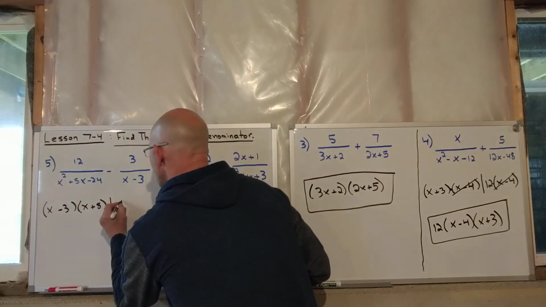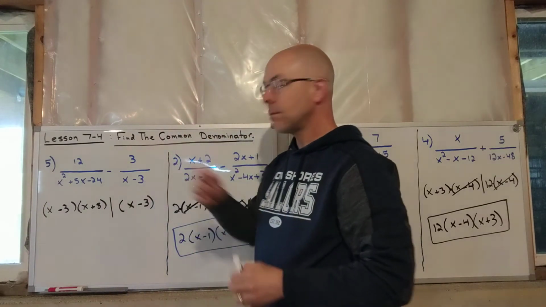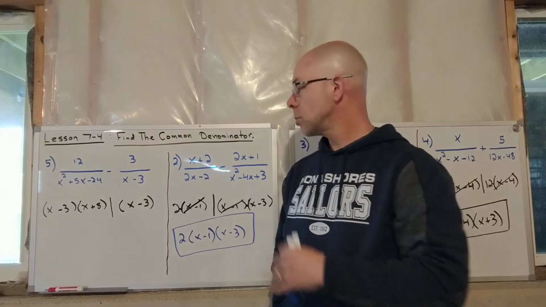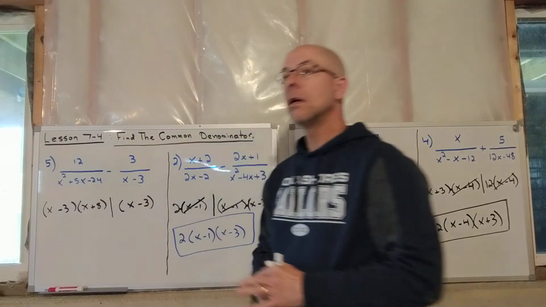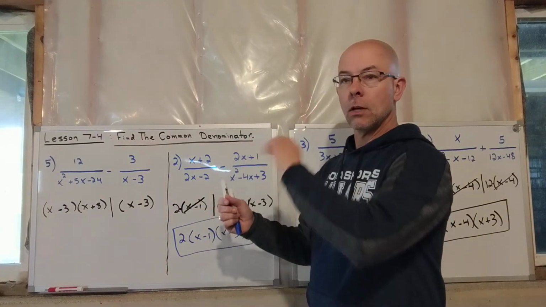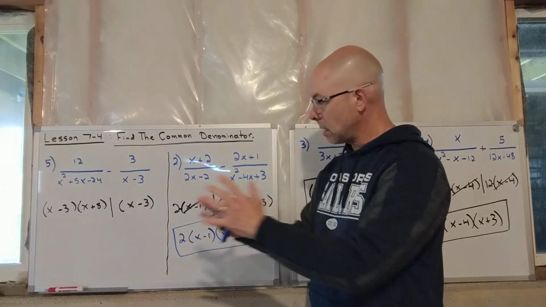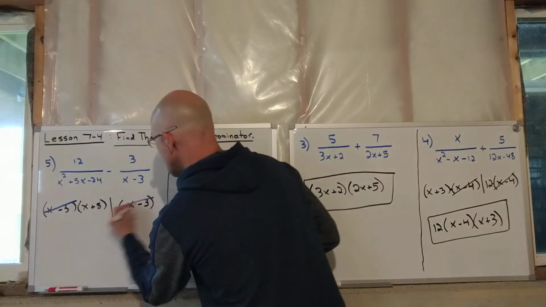This doesn't factor in any way. No GCF, no nothing. Just doesn't factor. So there's our two pieces. Same process as always. Do they share something? Cross it out, write it once into the common denominator piece. They share x minus 3.